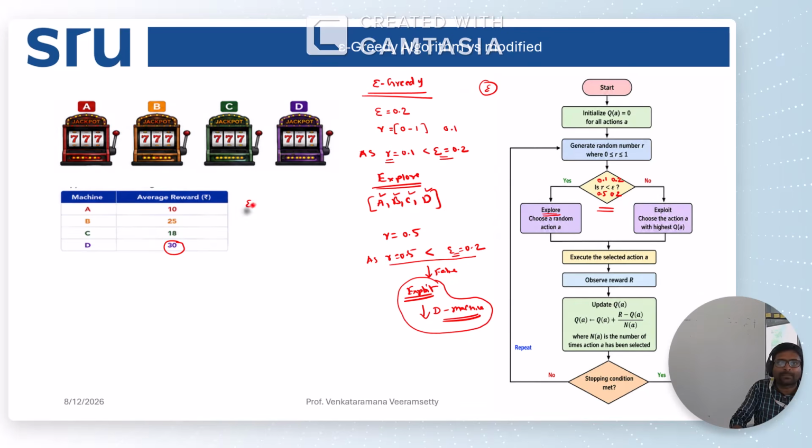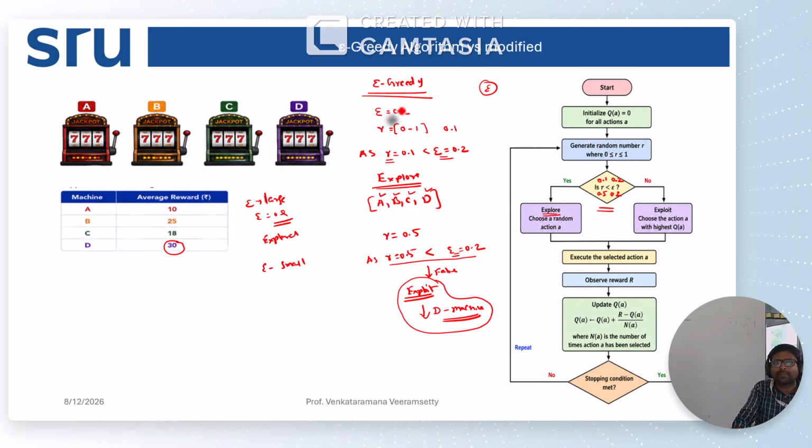What happens if epsilon is very large? Suppose you choose epsilon equal to 0.9, then what happens? Most of the time, frequently, you go for exploration only. Even though you know the best machine, every time you are going for exploration only. So you may lose the rewards, right? That's not the best option, so you have to choose the epsilon value very small.